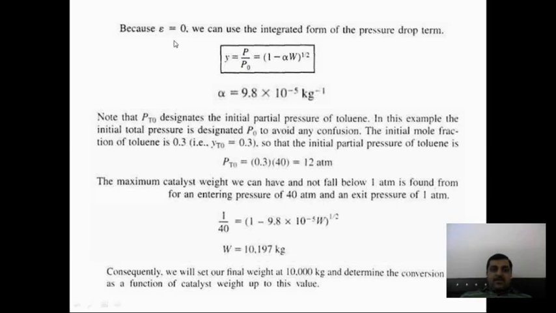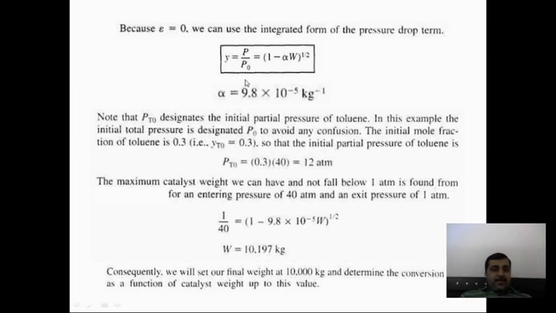For a constant density system, where epsilon is 0, the pressure drop term for a packed bed reactor is given by this term. This alpha parameter, the pressure drop parameter, is also given to us with a certain value. Now let me clarify a few terms in the problem which were given. We were given P_T0, which designates the initial pressure of toluene. However, what we are given is the total pressure of the reaction, which was about 40 bars.